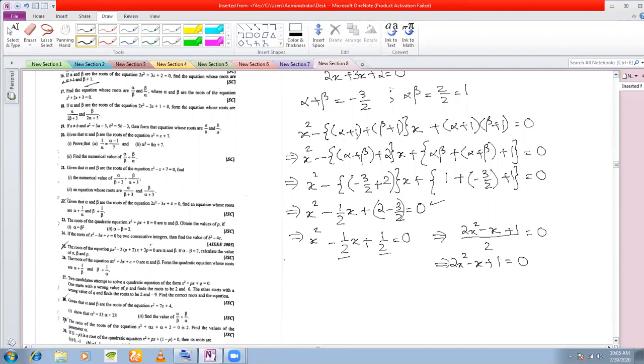Now, find the equation whose roots are alpha by beta and beta by alpha. This is the next one.